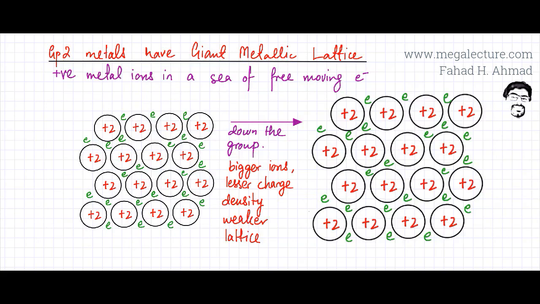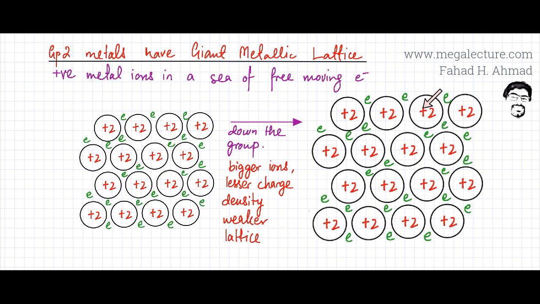As you move down the group, what happens is that the size of the ion becomes bigger. The metallic lattice is exactly the same. The same +2 ion is formed. The same number of electrons are delocalized. But if you have bigger ions, the charge density is going to be lesser. The distance between the delocalized electrons and the ions is going to be greater. So the attraction is going to be weaker between the positive ions and the delocalized electrons. So with bigger ions, the positive charge is more spread out.